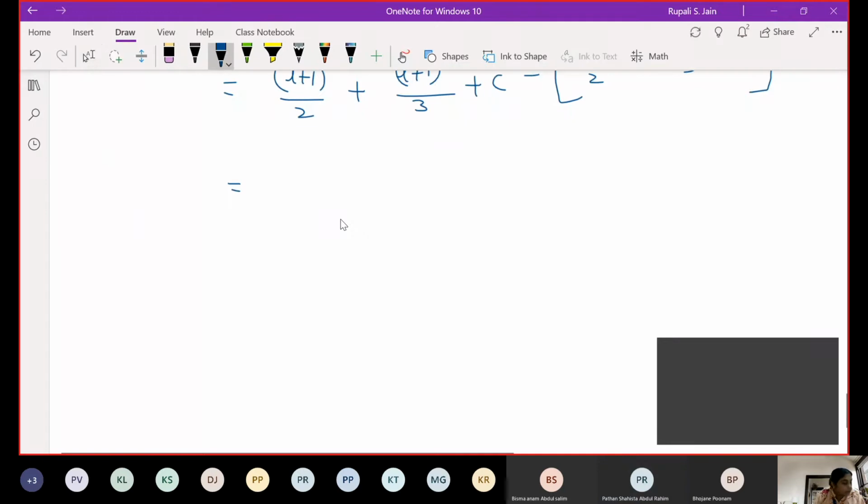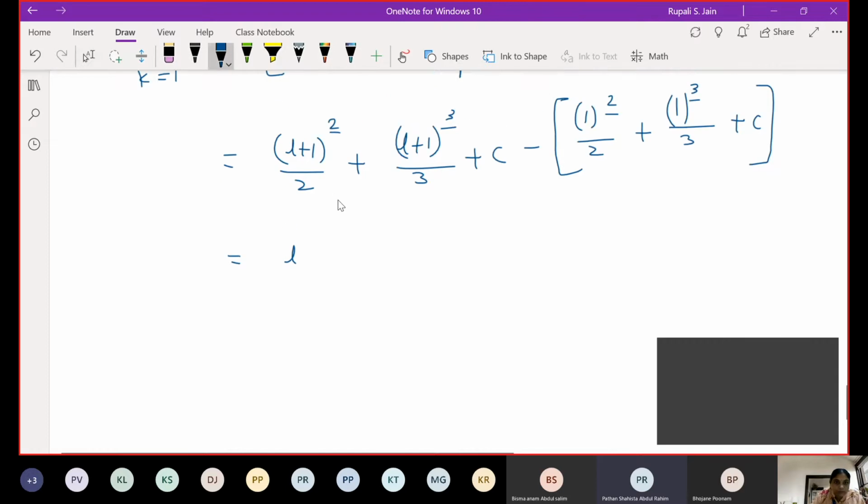So if I simplify, what will I get? L into (L+1) divided by 2, and L into (L+1), (L+2) divided by 3. The C and C get cancelled, right? Minus 0. What is 1 to the 2 falling? It is 0.